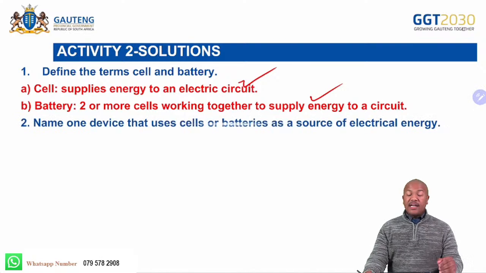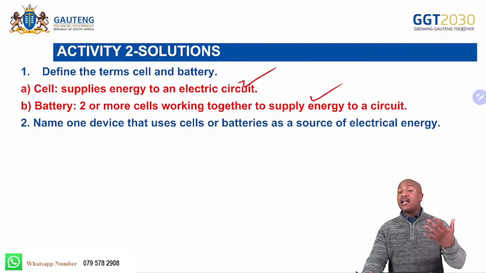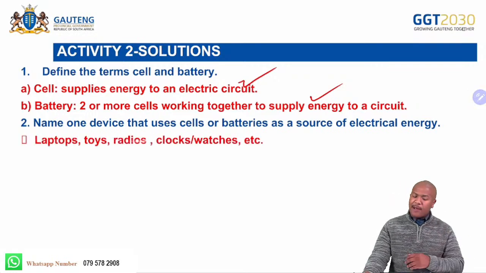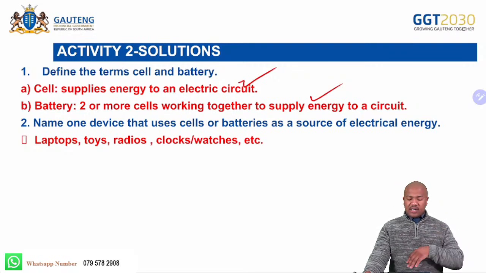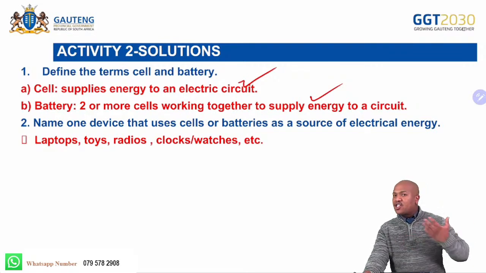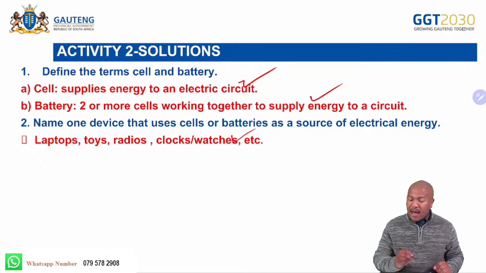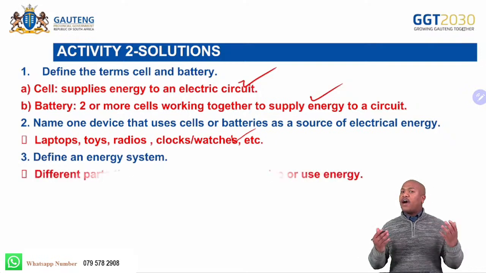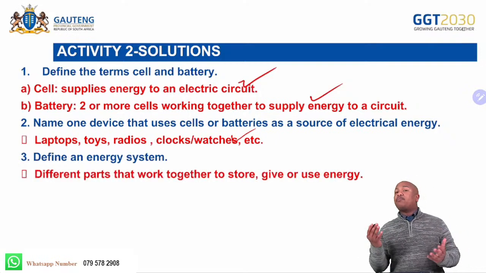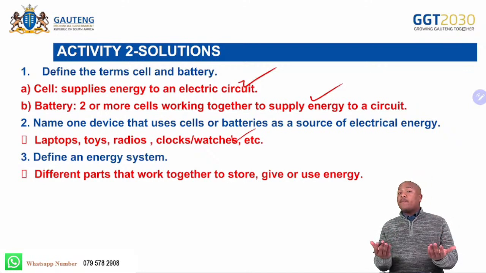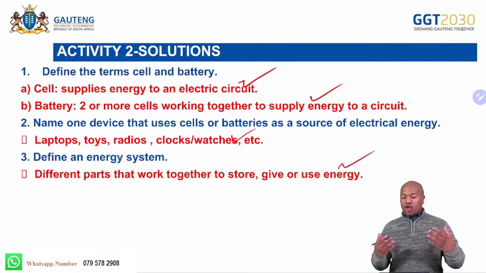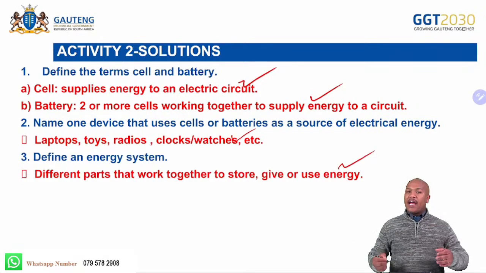Then number two, name one device that uses cells or batteries as a source of electrical energy. We have devices like laptops, toys, remotes, radios, clocks, watches, and so on. Give yourself a mark. Number three, define an energy system. What is an energy system? We define an energy system as different parts that work together to store, to give, or use energy.